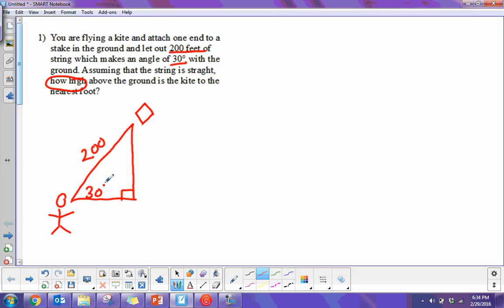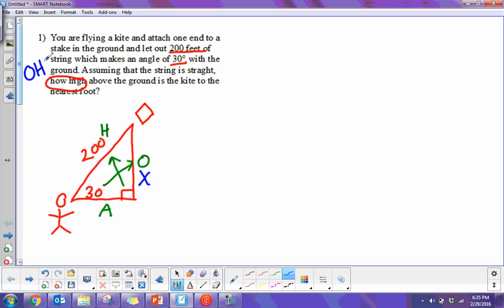Okay, we're going to go ahead and label this with hypotenuse, opposite, and adjacent. Now we also need to mark what they're having us solve for, which is how high above the ground the kite is. So our x is right here. Once we know where our x is, and once we know where our other piece of information is, the O and the H, I would go ahead and mark that somewhere.